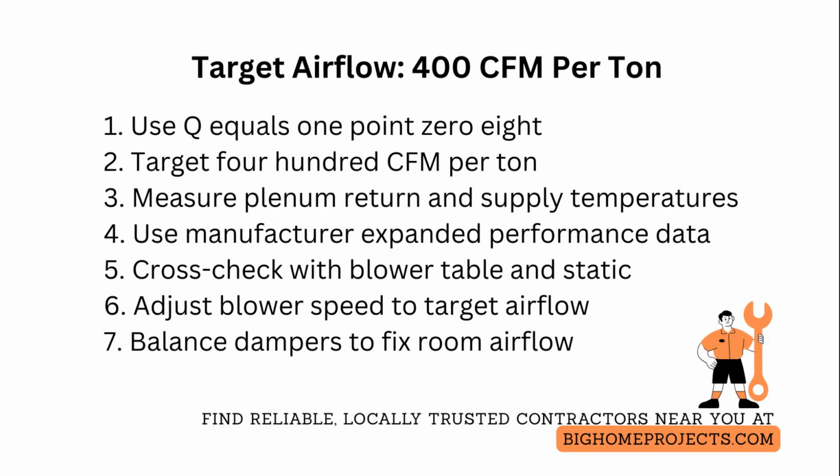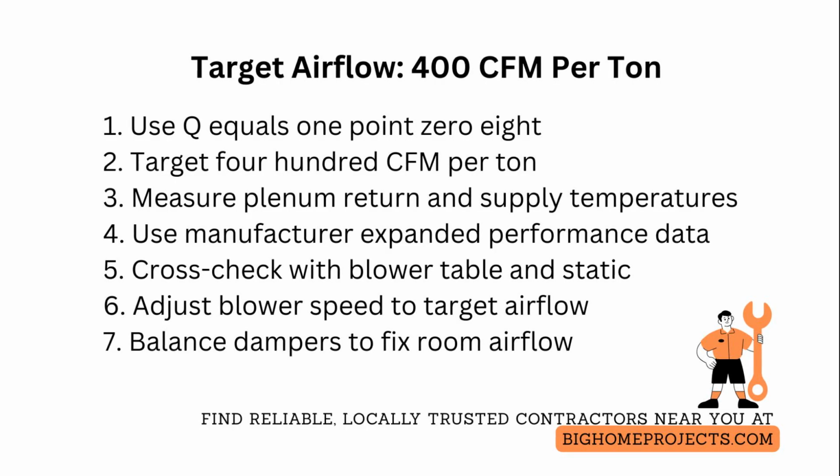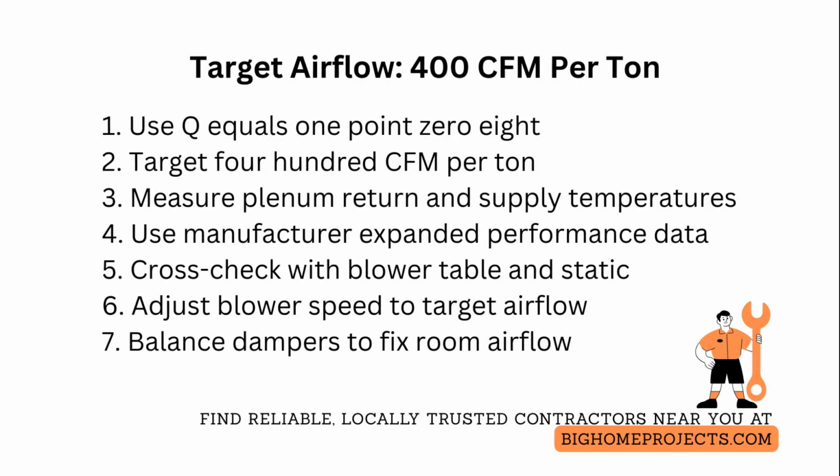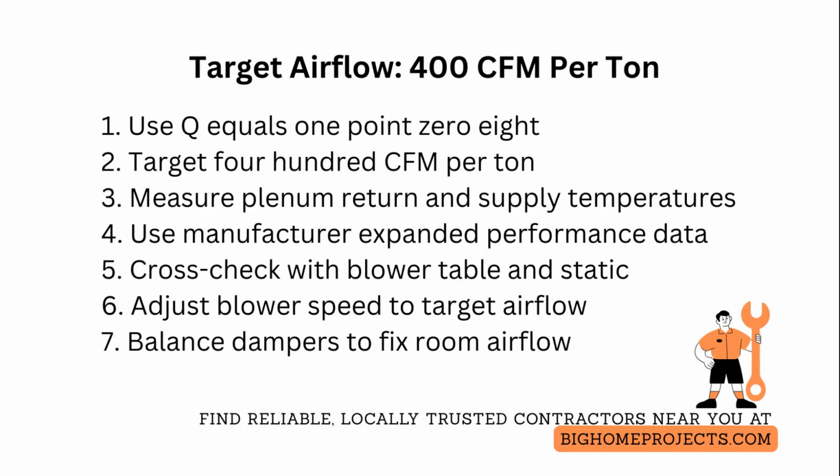T for heating mode and 1.08 times CFM times delta T equals sensible capacity for cooling mode. Then solve for CFM by dividing sensible capacity by 1.08 times delta T. The 1.08 constant accounts for air density and specific heat at standard indoor conditions.